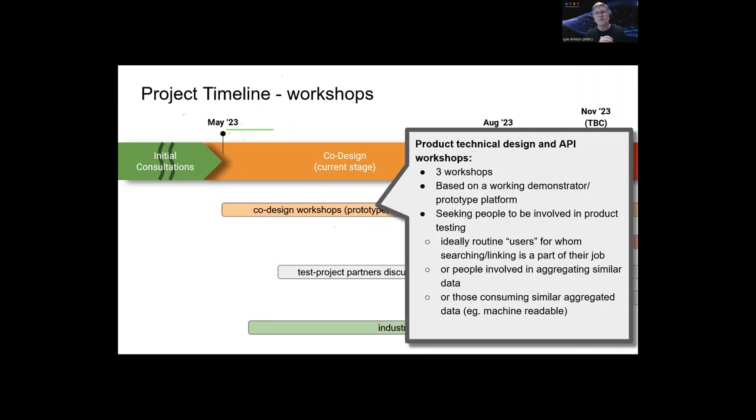Next slide. So going now into the technical workshops that I mentioned, three of which we're planning to be interspersed with the higher level service workshops. These are going to be based on a working demonstrator or a prototype platform, so they're going to be actually something for people to look at and iterate over. At this point, we're seeking people who cannot help but think about what this thing needs to look like. So if that's you, we'd really love you to be involved. We're looking for people who are probably going to be routine users of such a product, or are routine users of searching and linking, if that's a part of their current job. Or we're looking at people who are involved in aggregating similar data sets, because that's a part of our remit to provide greater access to information. Or those who are consuming similar aggregated data sets, i.e. in machine readable ways. Next slide.